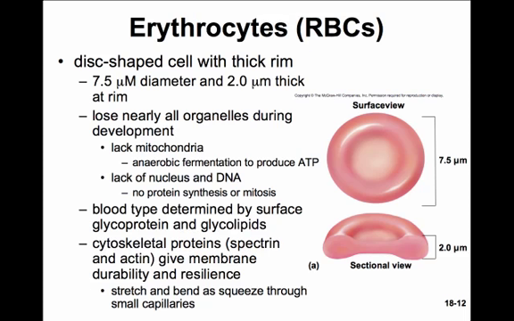So the cell itself is disc-shaped with a thick rim. It's about 7.5 micrometers in diameter and about 2 micrometers thick at the rim. It loses nearly all its organelles during development. It lacks mitochondria, which means that it is solely able to do anaerobic fermentation to produce its ATP. Now this prevents it from consuming the oxygen that it carries in aerobic metabolism. It lacks a nucleus and DNA, and so it doesn't perform any protein synthesis.